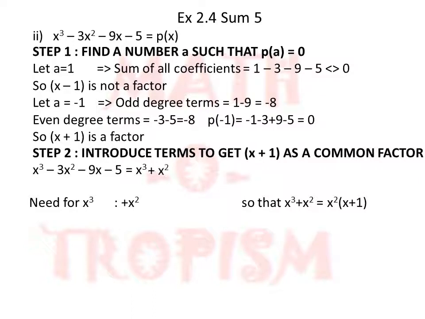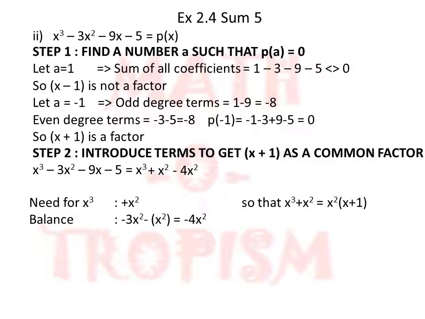So I write that x square. Now the original one has minus 3x square, so I need to find the balance. So minus 3x square minus of the term which we just now found, x square. So this comes to minus 4x square. So I need to write the next term as minus 4x square.